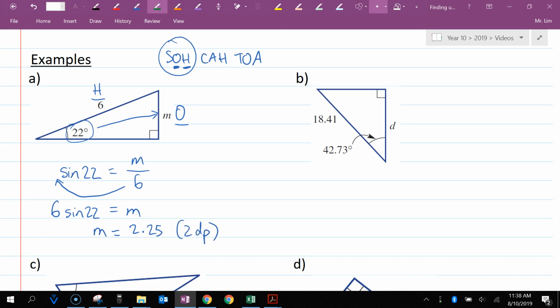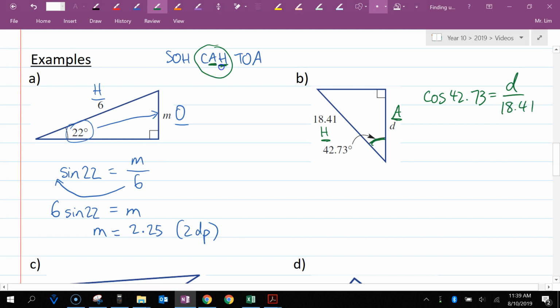Let's try question B. First thing I'm going to do is label my sides, the sides that are given to me. Well, we know that 18.41 is the hypotenuse. This D is the adjacent to the angle given. So this is the angle given to us. Adjacent means next to. So it's next to it. The only one in SOHCAHTOA that has A and H is cos. So we have the cos of the angle, 42.73 degrees, is equal to adjacent over hypotenuse.